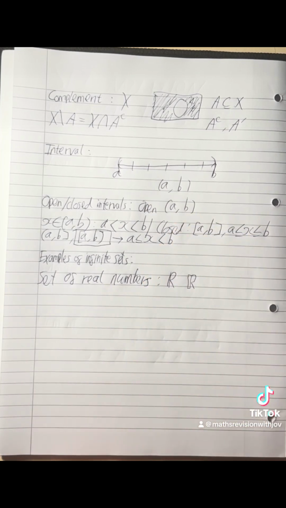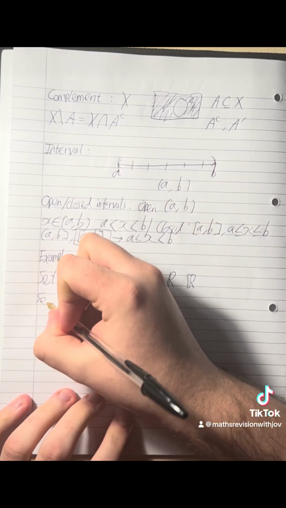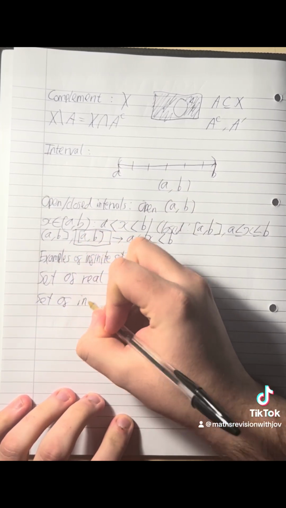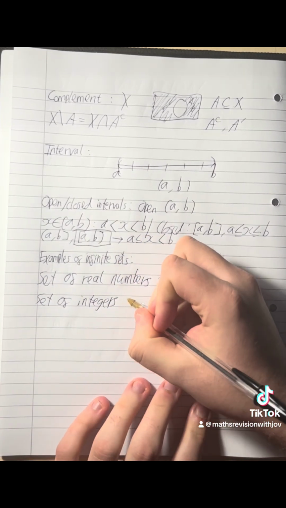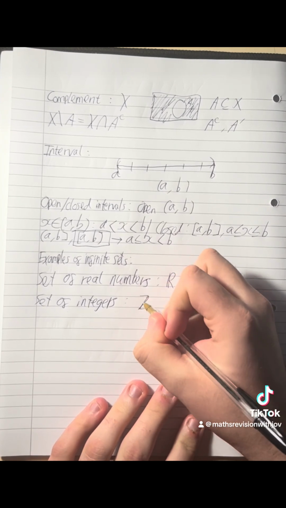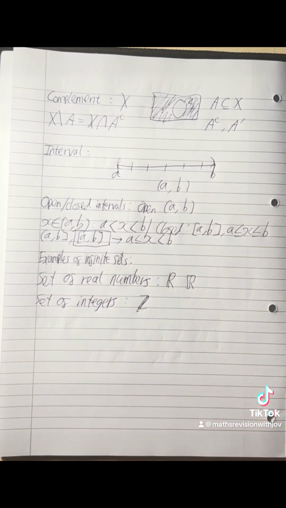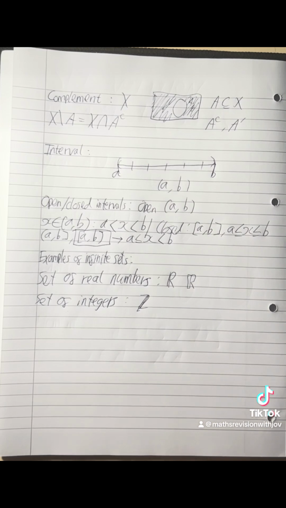The second one that we'll have a look at is the set of integers. These come up quite a lot. This is denoted as Z with a little extension kind of thing, and that is just every number that is a whole number, an integer.